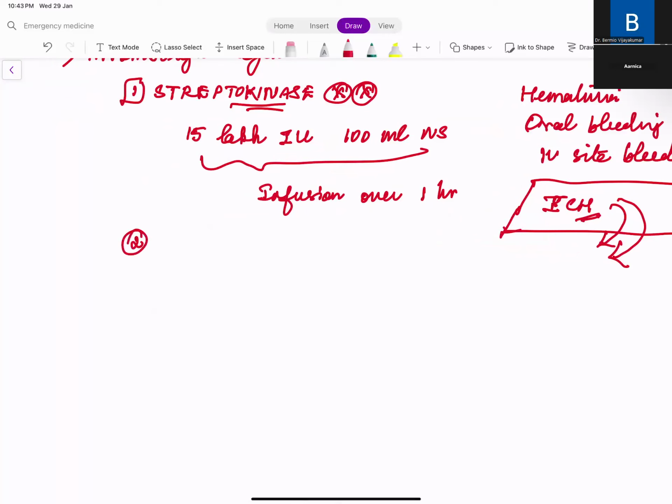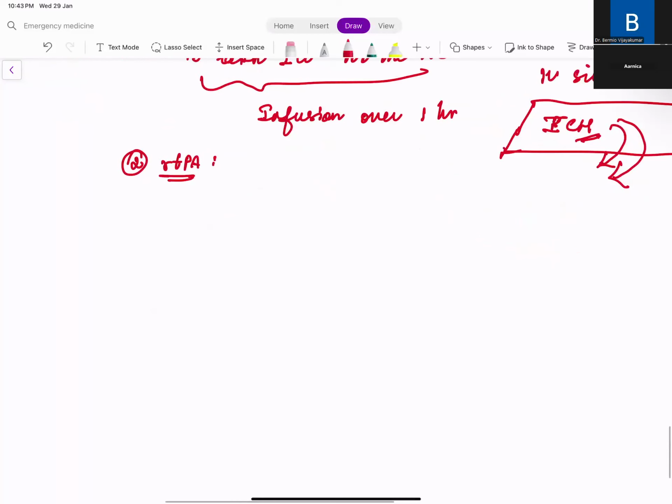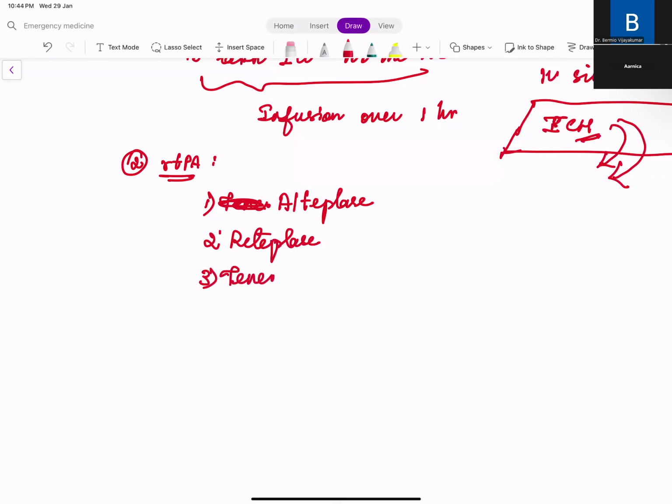Then we have recombinant tissue plasminogen activators. They are the newer drugs, not second line drugs, but second generation drugs. They are preferred now. So in order, it is alteplase, reteplase, and tenecteplase. So these are the second generation or the newer drugs which are available. Of course, they are costly.